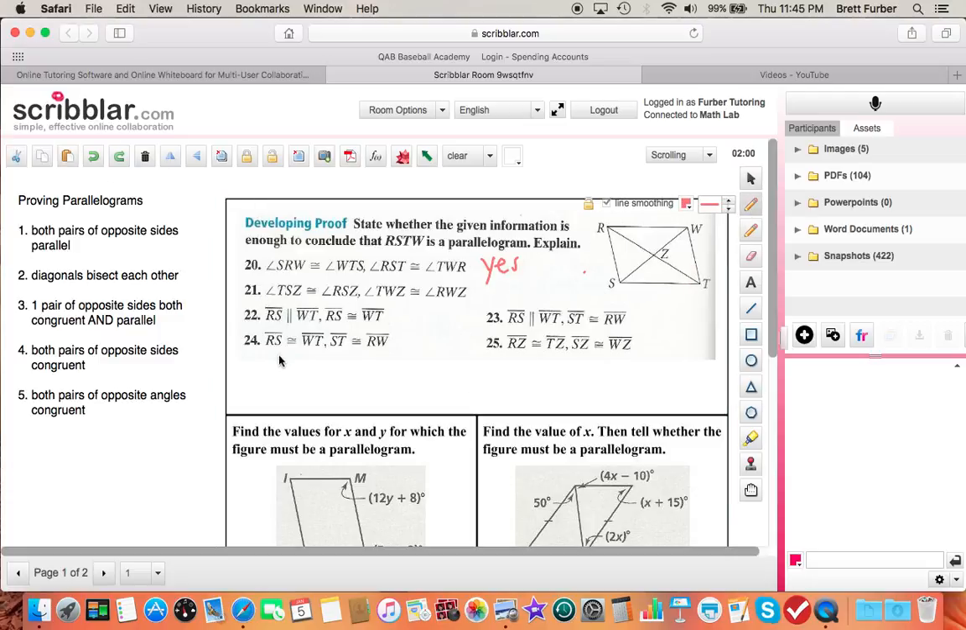Okay. Number 21 says TSZ, smaller angle, and RSZ, side by side, are congruent to each other. And then it says TWZ, this one, and RWZ are congruent to each other. Now, if you look closely at those, that doesn't really go with anything over here. Telling us that these two side-by-side angles are congruent is not one of them. The only one that deals with angles at all is number 5, and it says opposite angles are congruent. They are not showing that opposite angles are congruent, so my answer is going to be no.